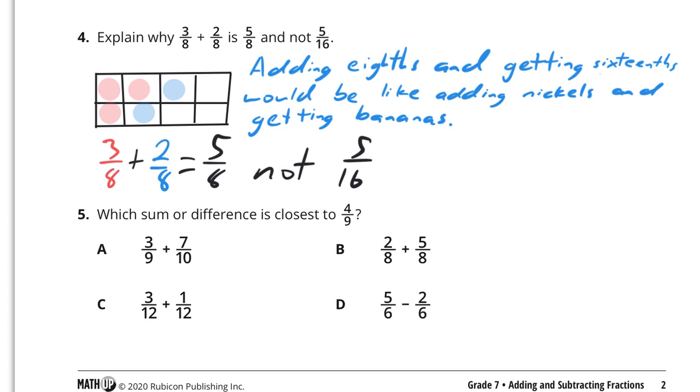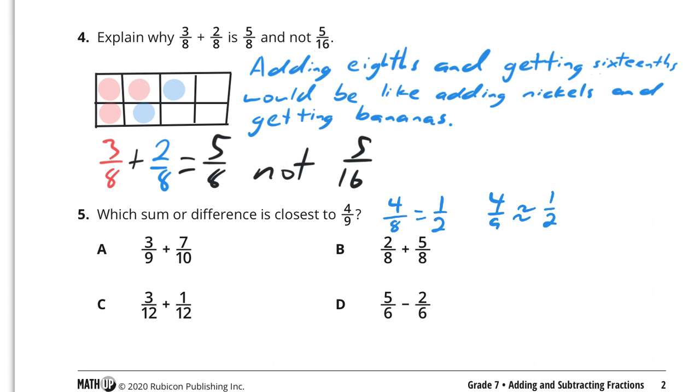Finally, we have which sum or difference is closest to 4/9. Let's use our estimation to figure this out. So 4/9 is very close to a benchmark. The benchmark would be 1/2, right? 4/8 is half, and 4/9 is approximately 1/2. It's very close to it. So let's see, it's a little less than half. So let's see what might be a little less than half. Let's start with the easiest ones.